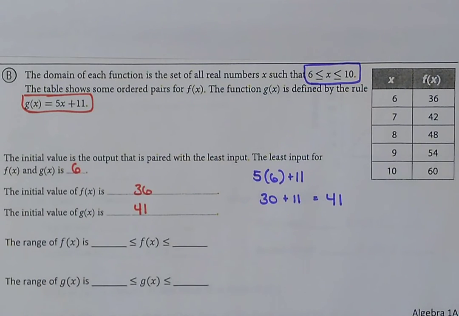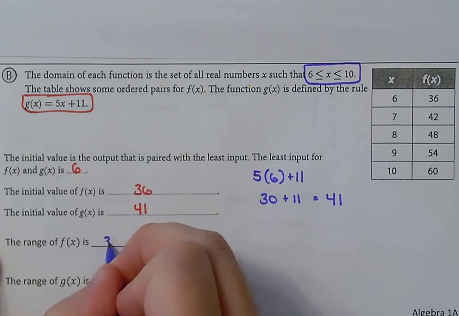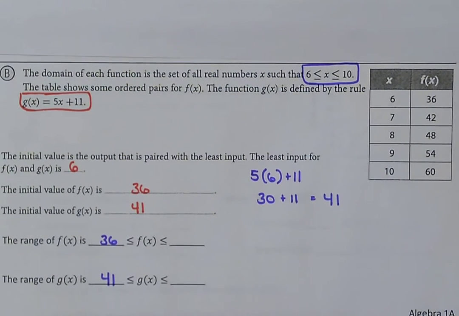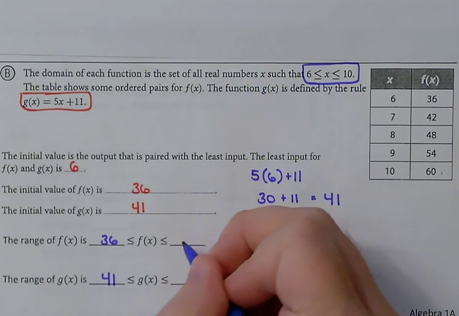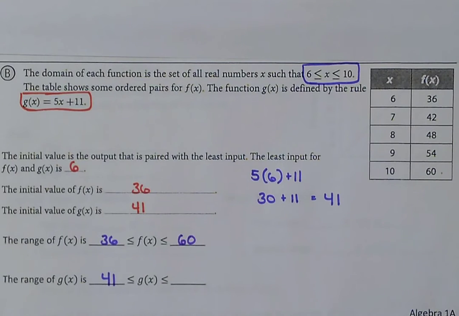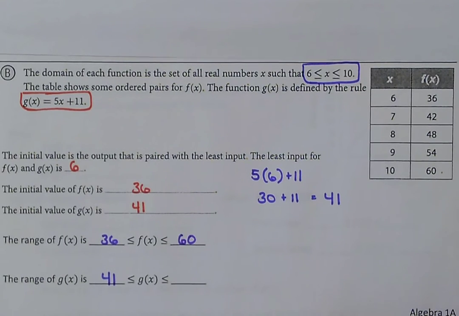Now, for my ranges, I can go ahead and put in my left side, because my initial values are going to start my ranges for f of x and g of x. To figure out the max for my range for f of x, my smallest number is 36, my largest number is 60. So that's going to give me my top parameter for the range based off the table.